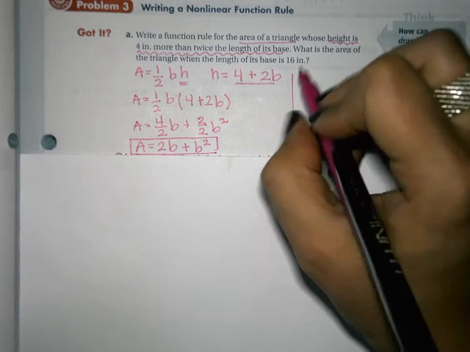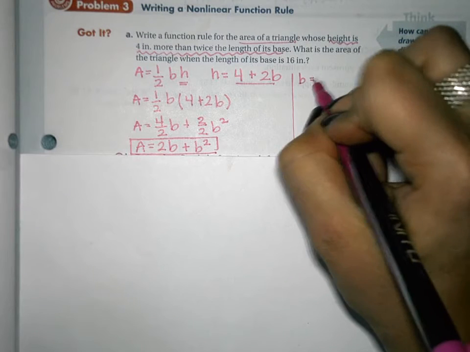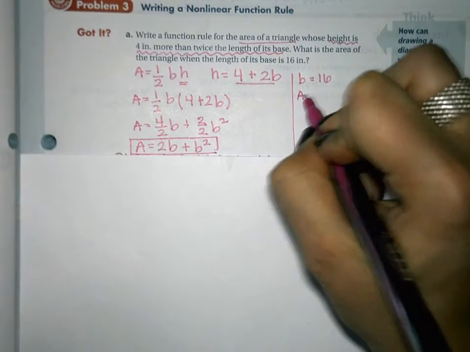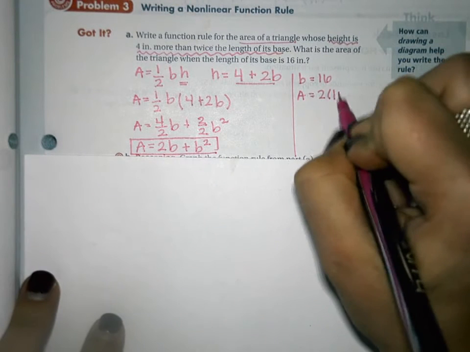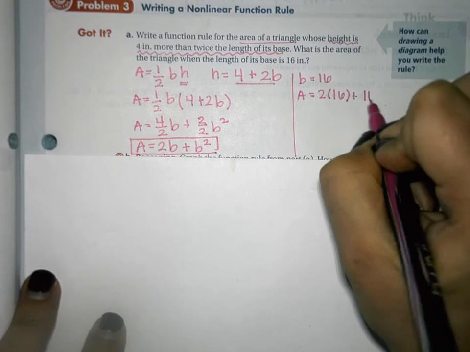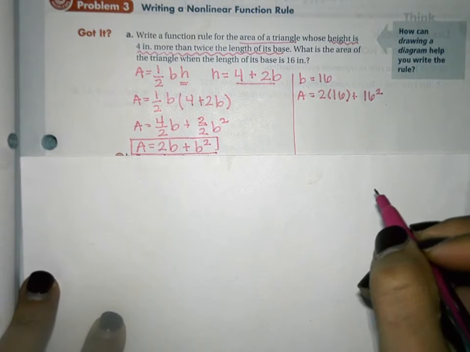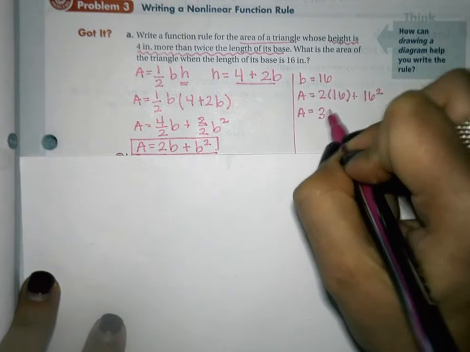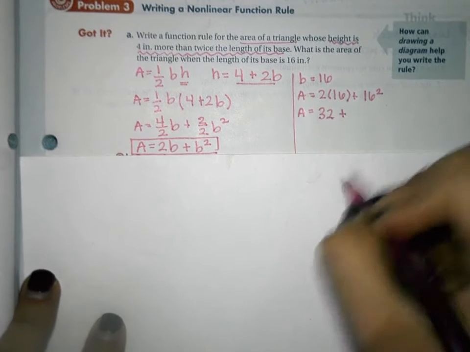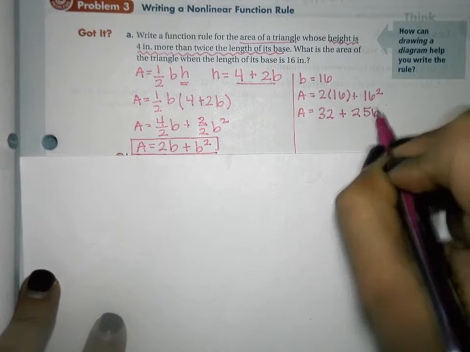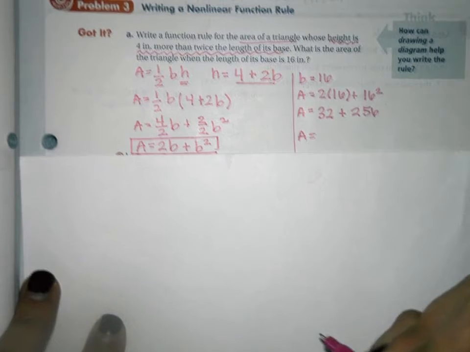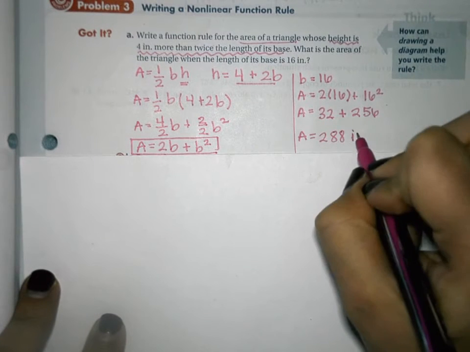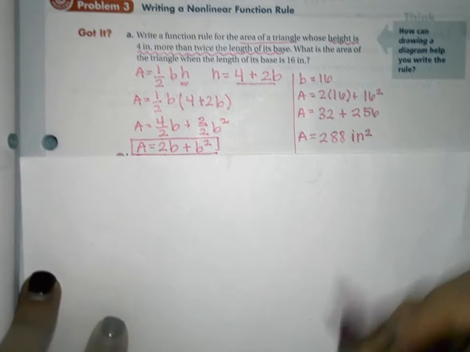So then we want to plug in for when the base is 16 inches. So that's going to be area equals 2 times 16 plus 16 squared. 2 times 16 is 32. 16 squared is 256. So my area comes out to 288. This one is in inches, and since it's area, it's inches squared.